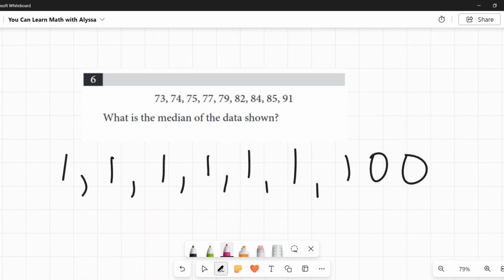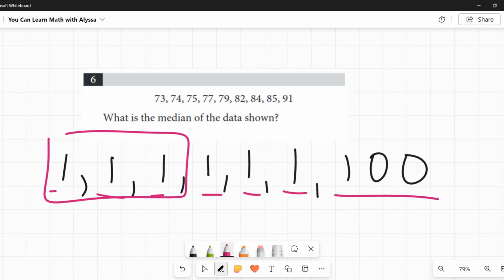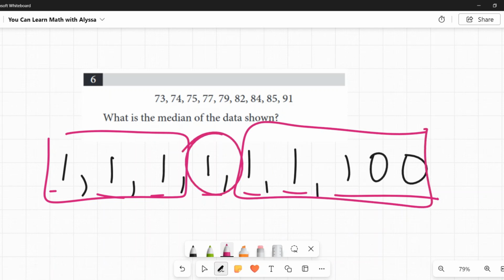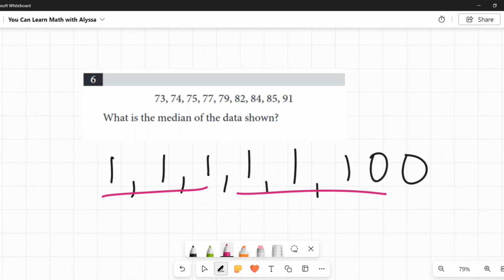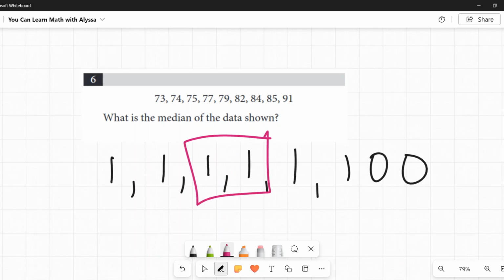Now, in this case, I had 1, 2, 3, 4, 5, 6, 7 numbers. So I have 3 numbers on the left, 3 numbers on the right. There's the monkey in the middle. Easy to find. If you have an even number, like right here, now I have 6 numbers in the list. Since you don't have a single number in the middle, you find the 2 numbers closest to the middle spot, where there's nothing. So you find the number to the left and the right and you average them together. So in this case, 1 plus 1 is 2, divided by 2, we're back to 1. The median on this one would also be 1.